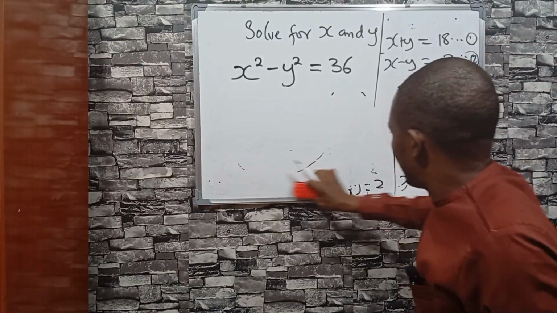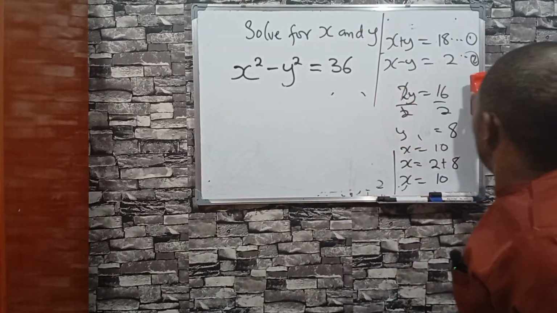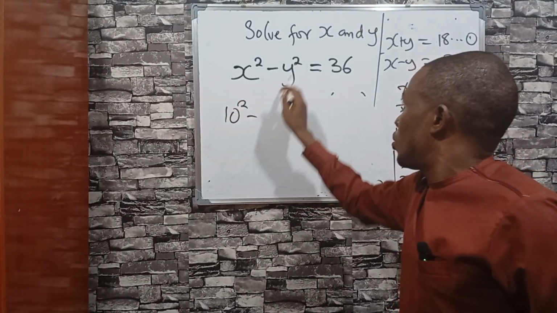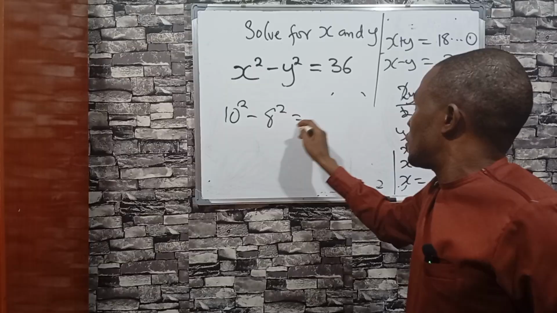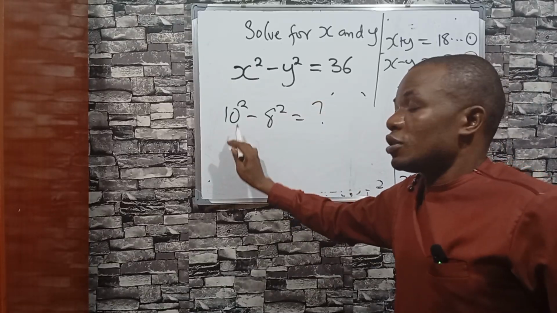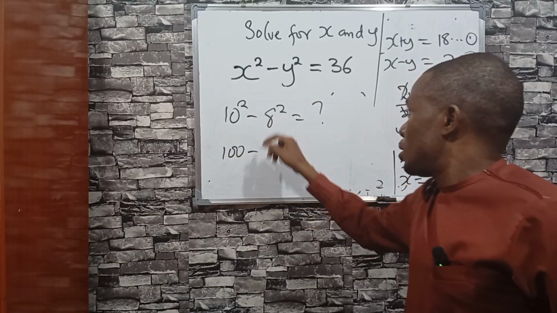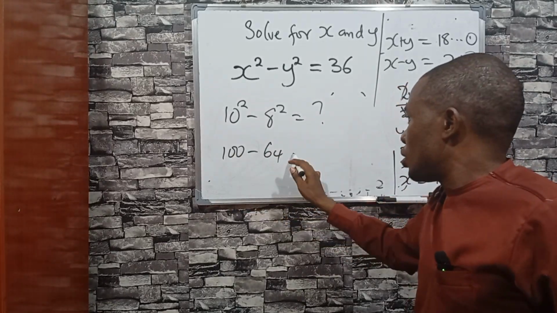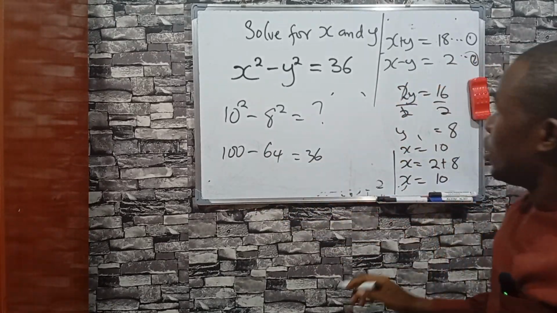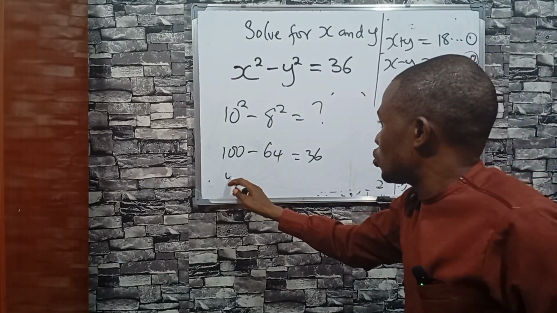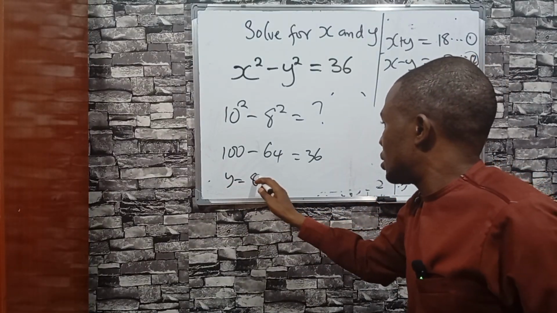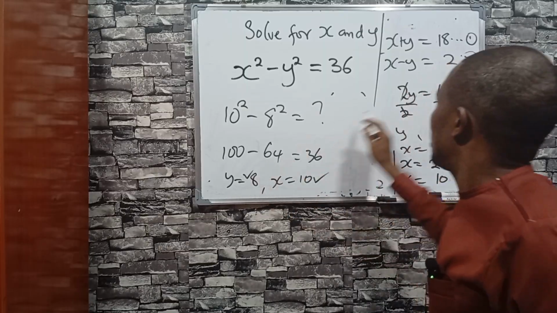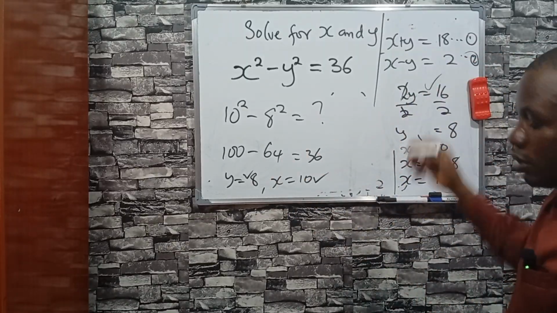Let's prove. x is 10, 10 squared. y is 8, 8 squared. 10 squared is 100. 8 squared is 64. 100 minus 64 will give you 36. So the values y equals 8 and x equals 10 are correct.